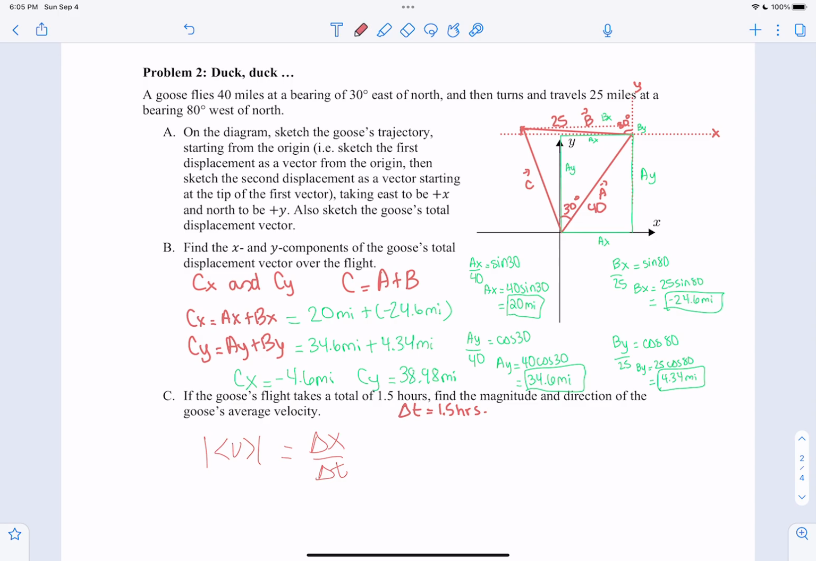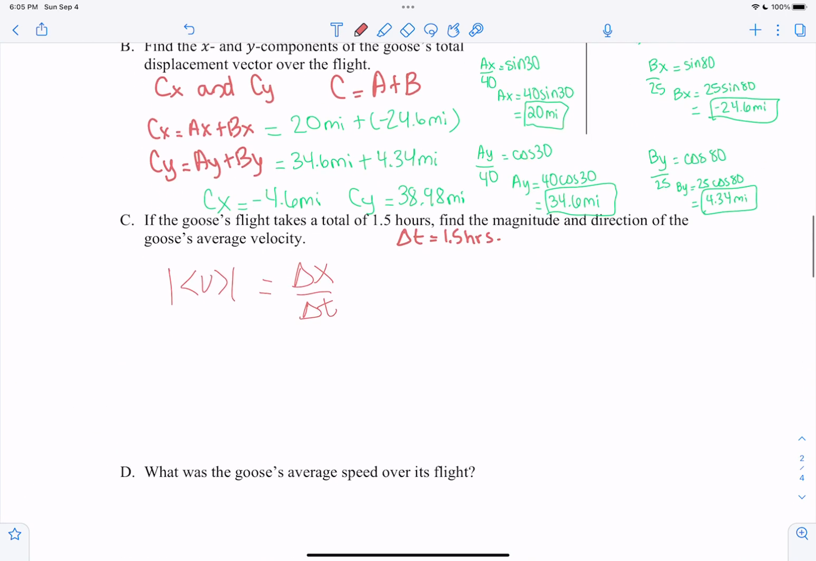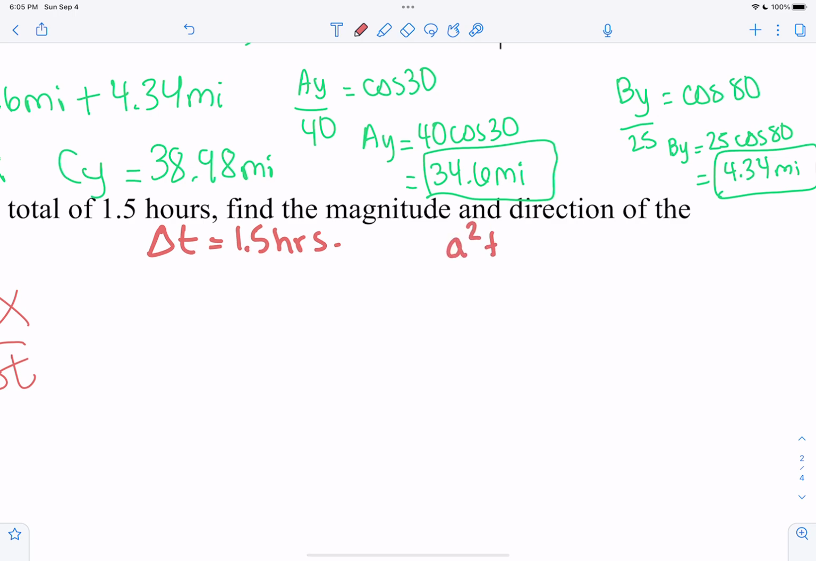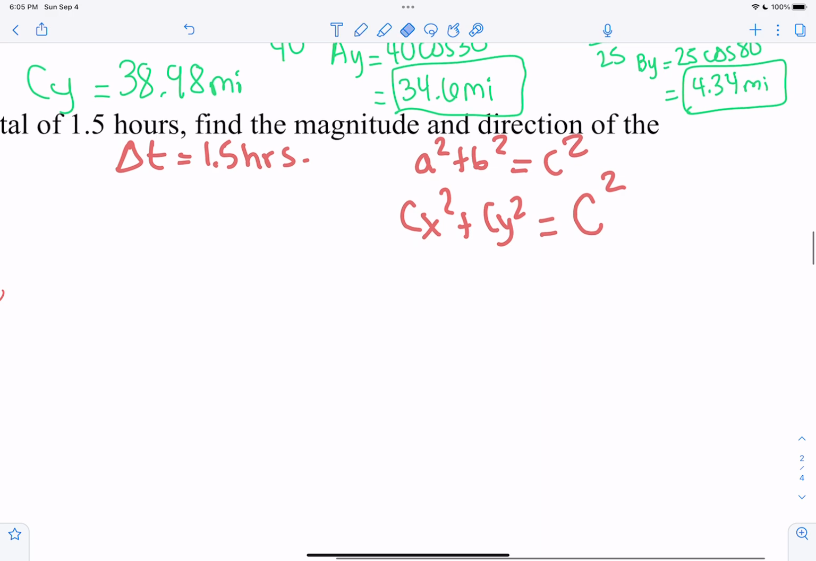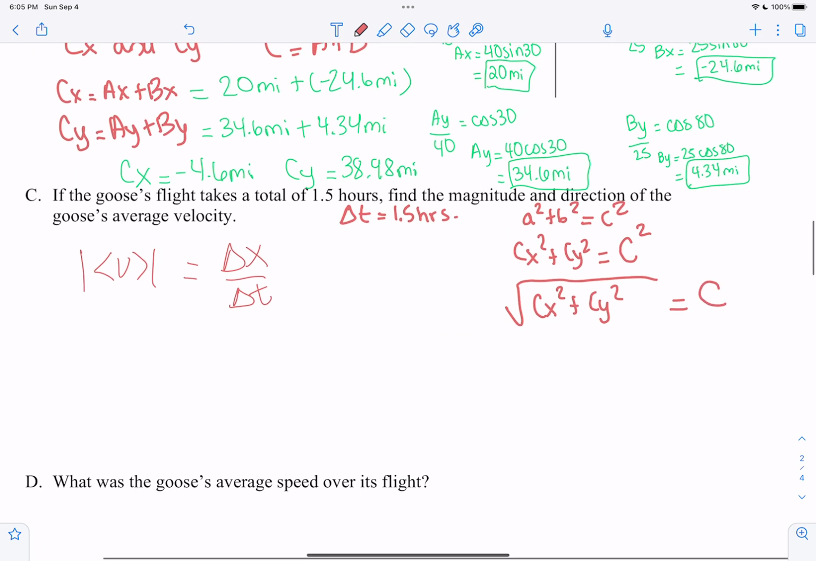Yep, Pythagorean theorem. From part B, we knew that we have a value for Cx and a value for Cy, right? We know that a squared plus b squared equals c squared for the Pythagorean theorem, and that could be Cx squared plus Cy squared equals c squared. So we just take the square root of the whole thing, and the square root of Cx squared plus Cy squared is equal to c.